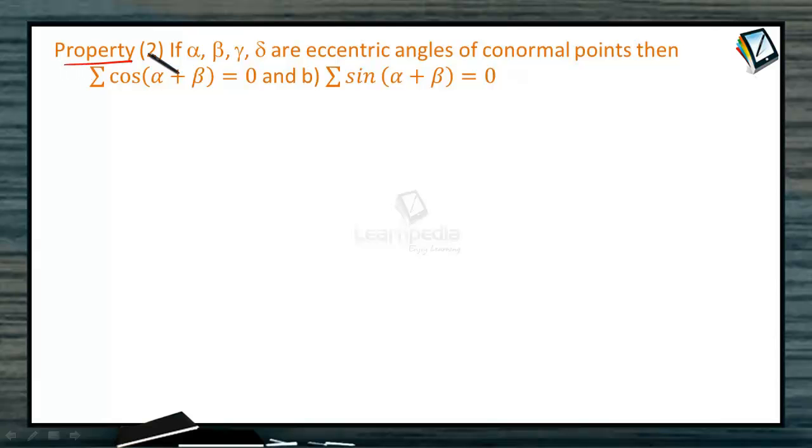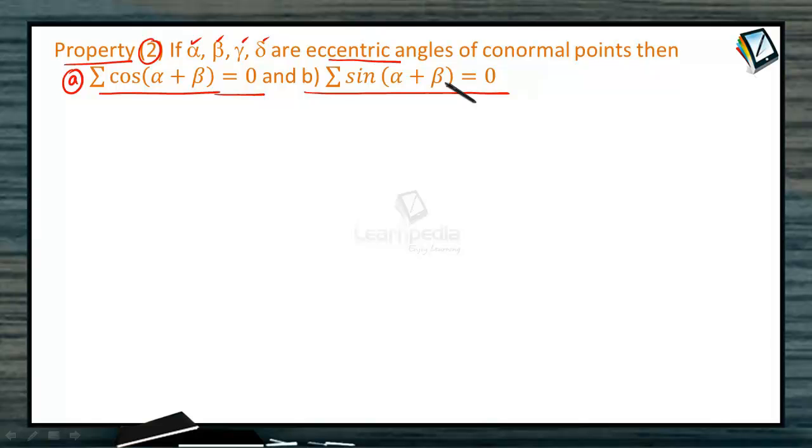Next, let us go to property number 2. If alpha, beta, gamma, delta are the eccentric angles of conormal points, then the first one is sigma of cos(alpha plus beta) is 0, and the second one is sigma of sin(alpha plus beta) is 0.